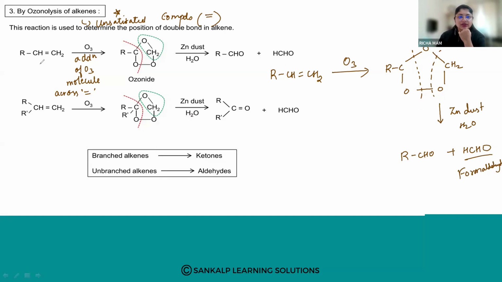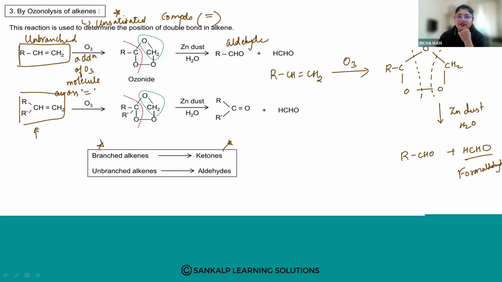Again, this was an unbranched alkene. Whenever you have an unbranched alkene, unbranched means there is no branching present here. Now this is a branched alkene. So whenever you have an unbranched alkene, what will you get? You will get an aldehyde. So remember this, it is important.